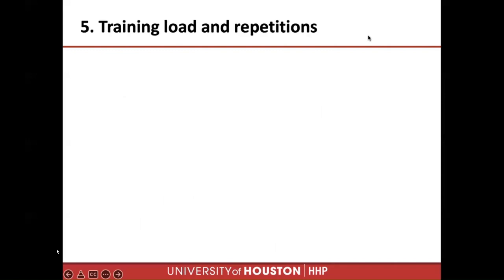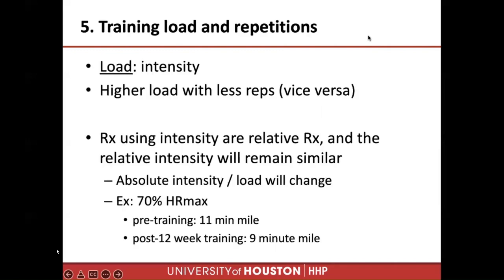Training load and repetitions. When we're talking about load, we're talking about intensity. If somebody has a higher load, we're going to have them doing fewer reps and vice versa. If they have a lower load, they'll be doing higher reps. Prescriptions using intensity are relative exercise prescriptions. The relative intensity will remain similar.